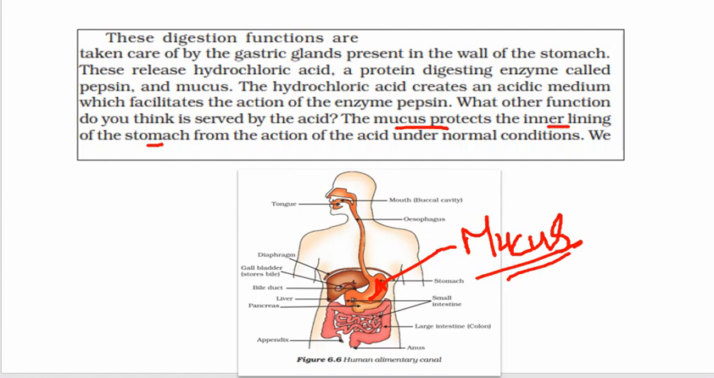Yes, and from the action of the acid under the normal condition. So here we can conclude that the mucus protects the inner lining of the stomach from the action of acid and the pepsin. Here we already studied the acid, that is the HCl, and the pepsin. Action of the acid and the pepsin enzyme under the normal condition. So this is the normal condition.